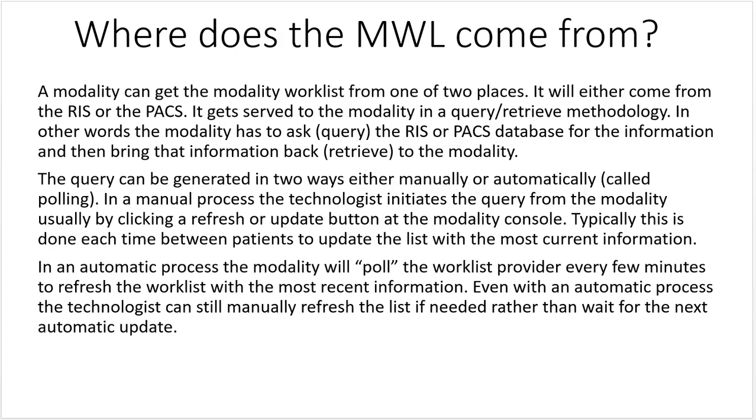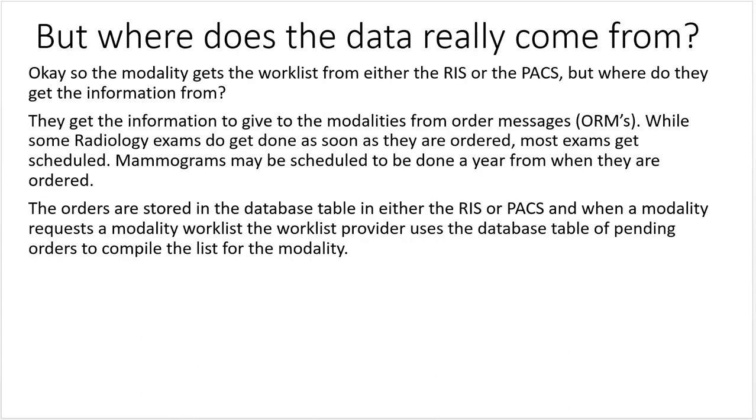The query can be generated in two ways, either manually or automatically, called polling. In a manual process, the technologist initiates the query from the modality, usually by clicking a refresh or update button at the modality console. Typically, this is done each time between patients to update the list with the most current information. In an automatic process, the modality will poll the worklist provider every few minutes to refresh the worklist with the most recent information. Even with an automatic process, the technologist can still manually refresh the list if needed, rather than wait for the next automatic update.